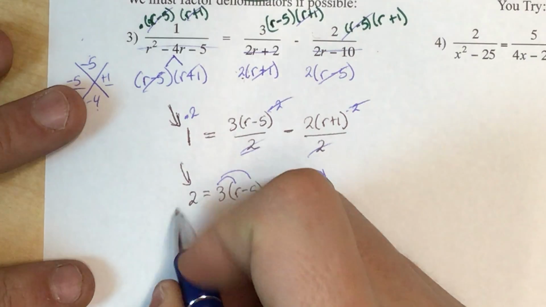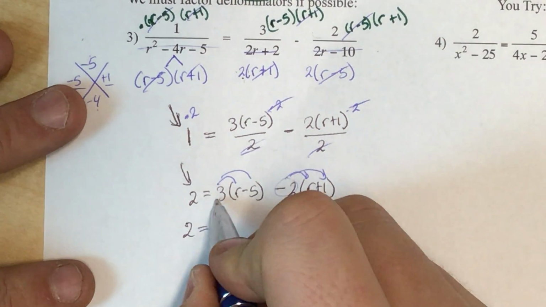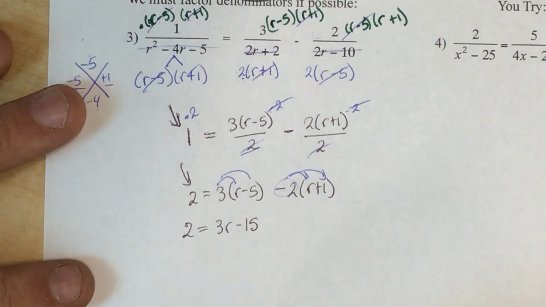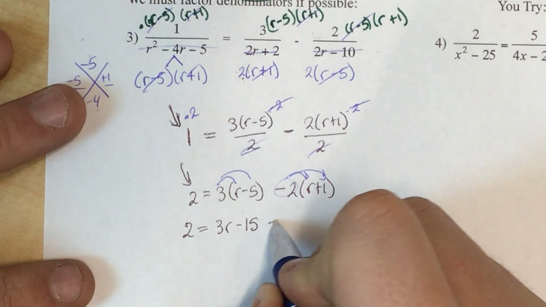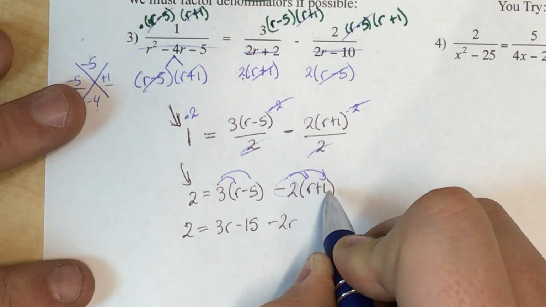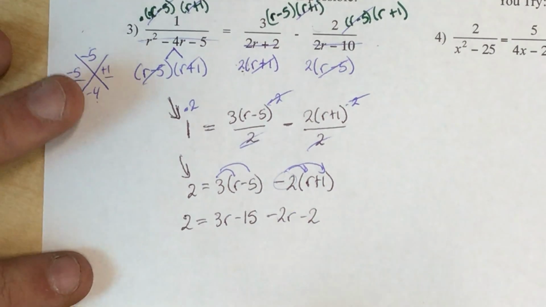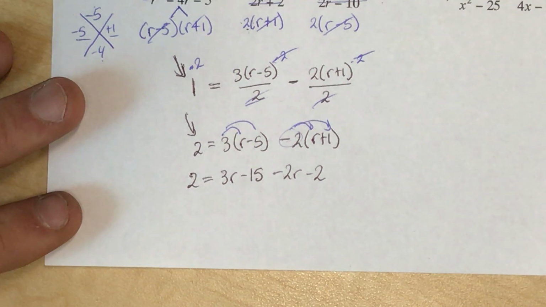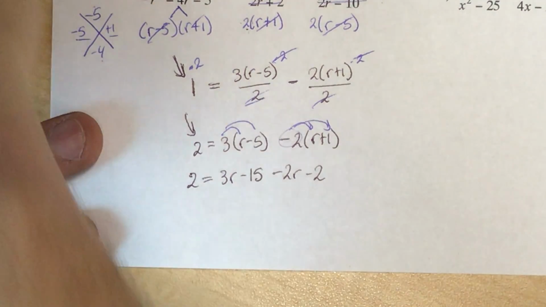And I'm just going to simplify this just a little bit more after the distribution. 3 times r is 3r. 3 times negative 5 is negative 15. And then negative 2 times r is minus 2r, but the negative 2 times 1 is negative 2. We are now going to solve this by adding like terms and getting the r value isolated.